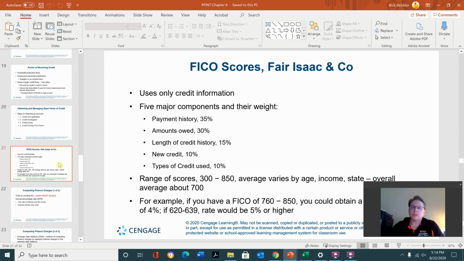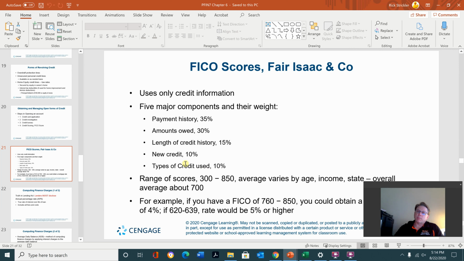Amounts owed is 30%. Length of credit history is 15%. New credit 10%. Types of credit used is 10%. So this types of credit used is what I was saying as far as not being good to do the 90-day same as cash, or the Macy's or Kohl's cards, because they're not looked upon favorably.